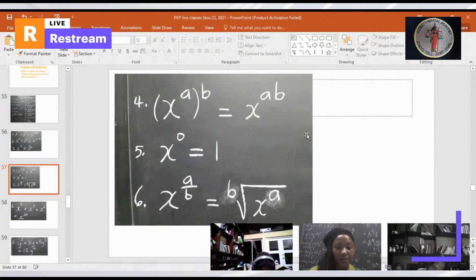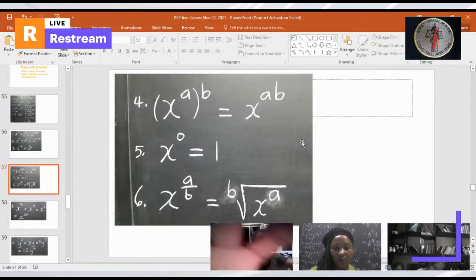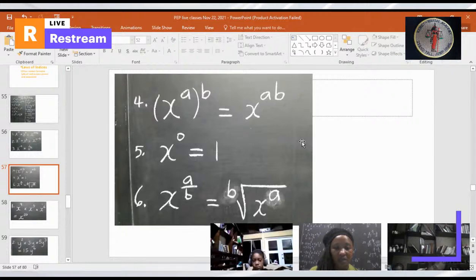The fourth rule is if you're raising a power to a power. So x to the a power, in brackets, raised to the power of b. You multiply the powers. Keep the base, multiply the powers. So it will be x to the ab.